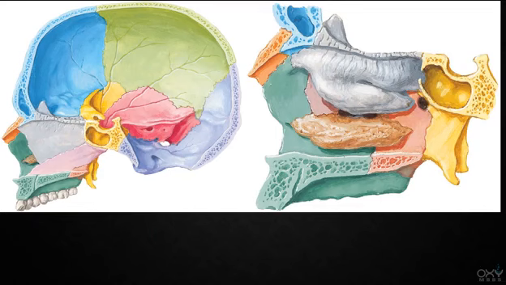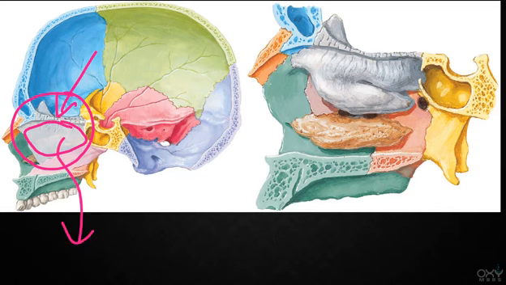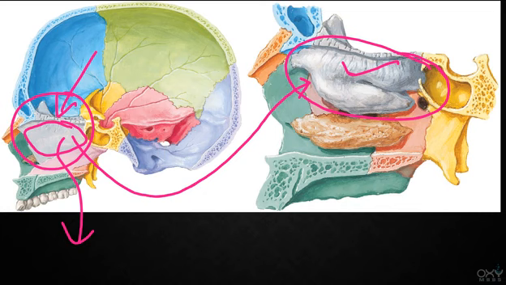Now friends, as you know, this gray bone is which bone? This is the ethmoid bone, and this is the perpendicular plate of the ethmoid bone. Now I am taking out this perpendicular plate, and now the structures which you can see here are the superior nasal concha and middle nasal concha.